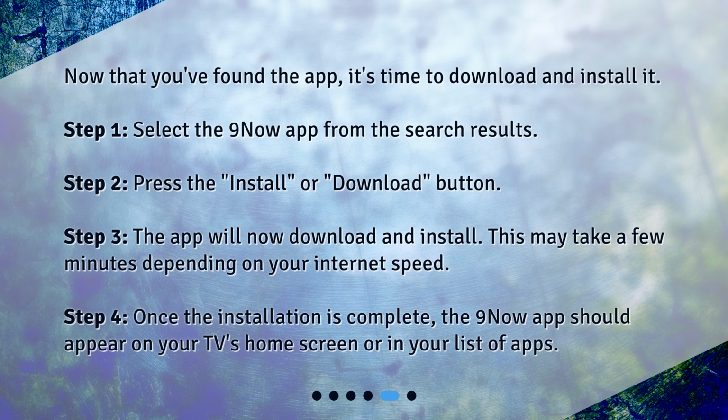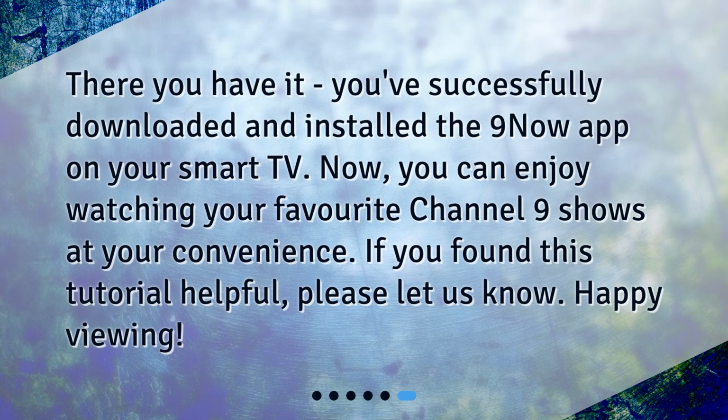Step 4. Once the installation is complete, the 9Now app should appear on your TV's home screen or in your list of apps. There you have it. You've successfully downloaded and installed the 9Now app on your smart TV. Now, you can enjoy watching your favorite Channel 9 shows at your convenience.